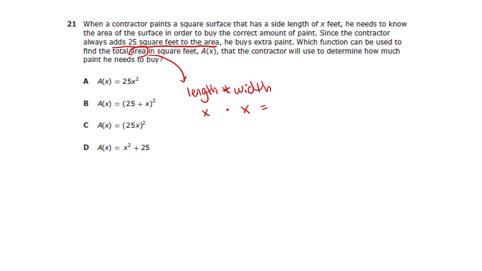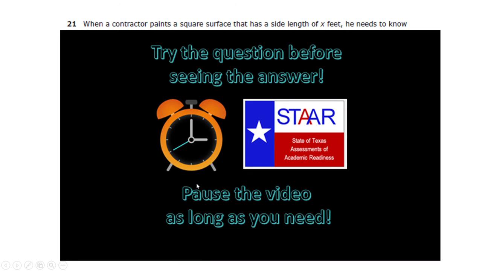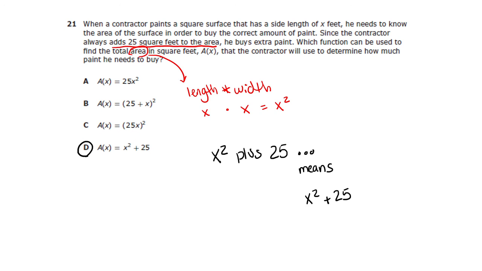Okay, the answer comes in 2 seconds. So you should have picked the answer choice D, because x squared plus 25 means you just write it to the side. So the answer is D.